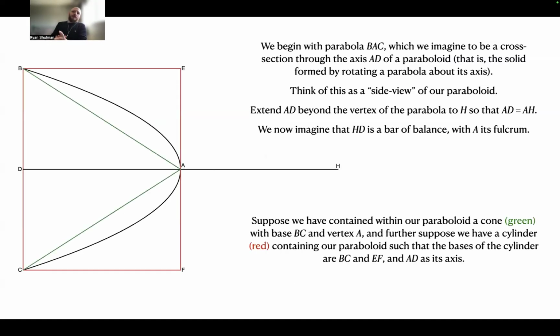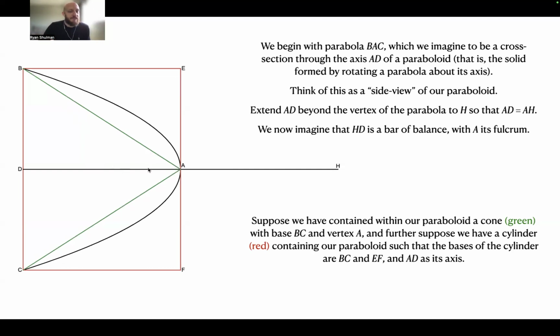Okay, so to jump into the proof, we begin obviously with our paraboloid in question, and this diagram here is just a side view of the paraboloid. So we want to imagine that this is a three-dimensional bullet figure, but we're just looking at it from the side, so it looks like the two-dimensional profile of it. So we have our paraboloid, which is BAC, which for us just looks like a parabola, and we imagine a cross section of this paraboloid to give this side view.